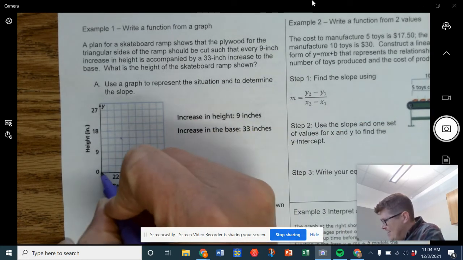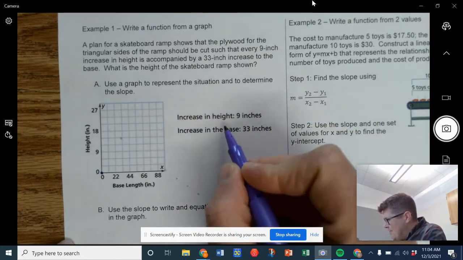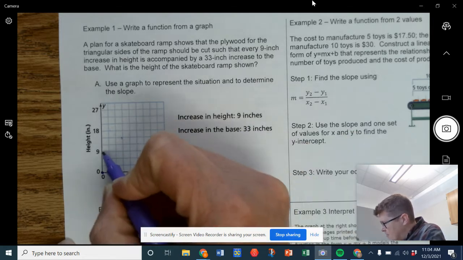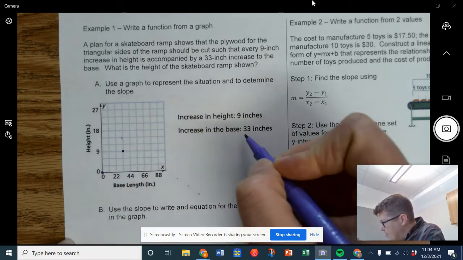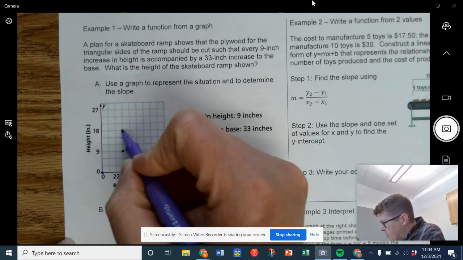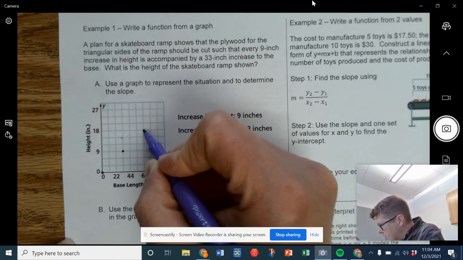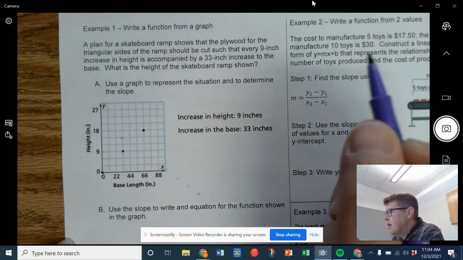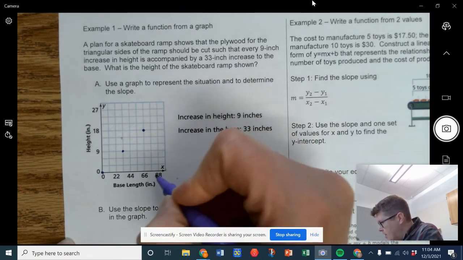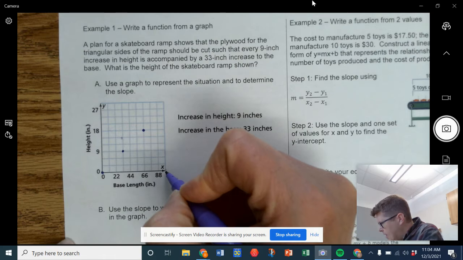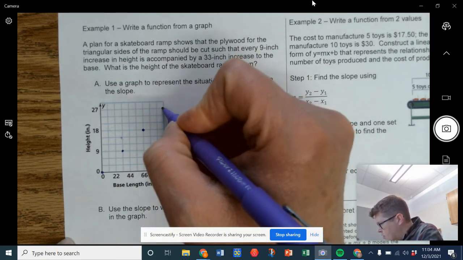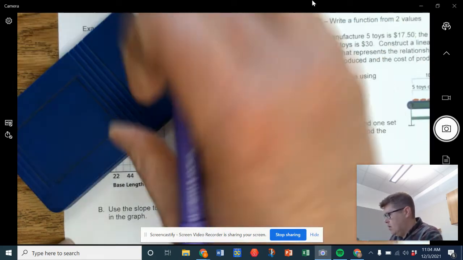All right, so we'll start at 0, 0. And we have an increase in height of 9, so we'll go up to 9, and then we'll go over to 33, which is right here. And then we add another 33 onto that, and another 9 to get to 18. It gets us to 66 right there. And then the next one would be 99, which would be right here at 27. So that's our line.